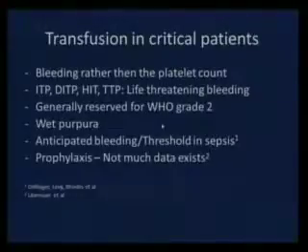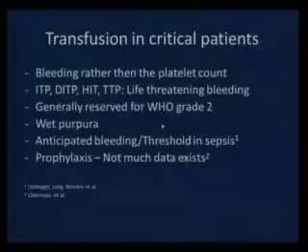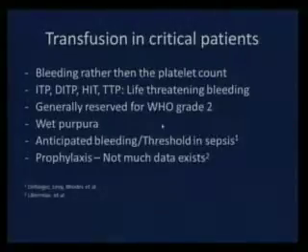Now, some weak evidence on if we are anticipating bleeding, that there is a patient whom we think is going to start bleeding anytime now. What's our threshold? It's 20,000. So if the platelet count is less than 20,000, we start transfusing these patients with platelets.